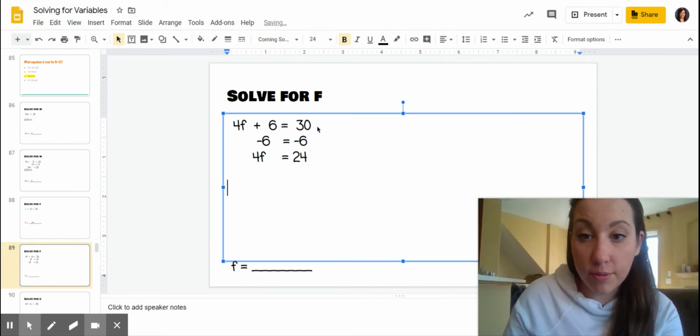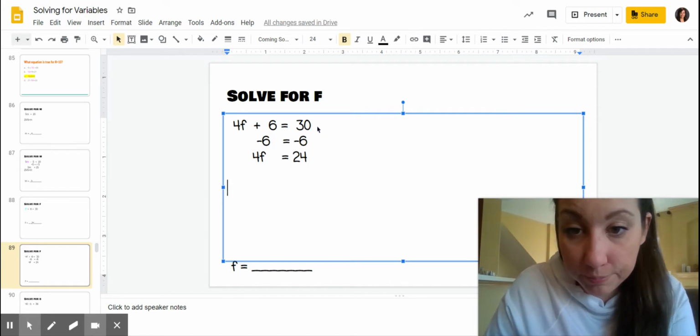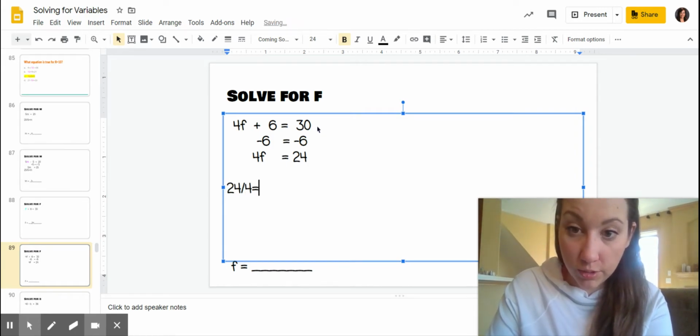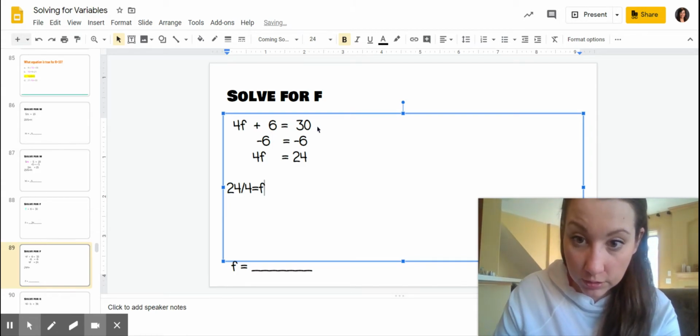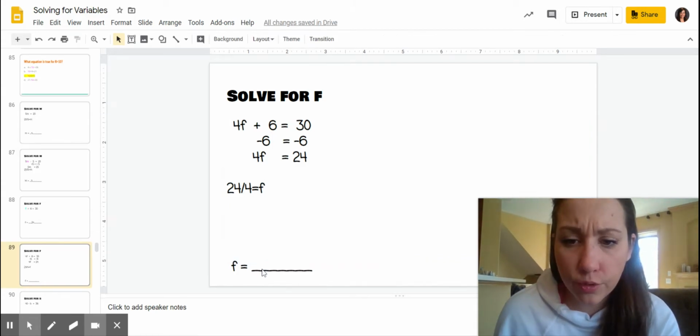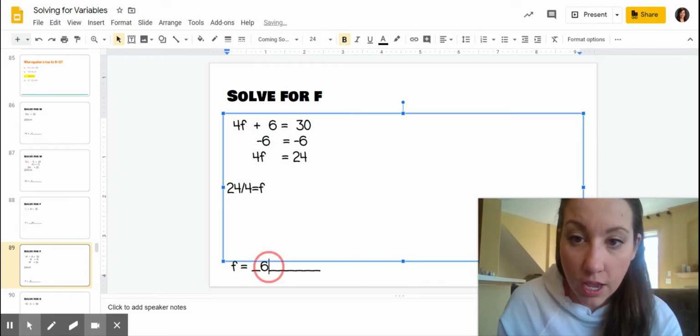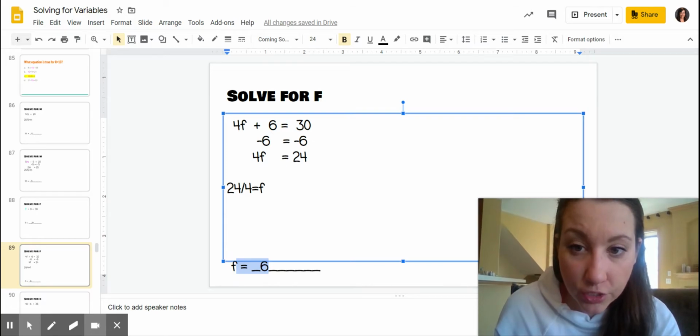If I know the fact family, I know that 24 divided by 4 will give me f. I know that f is equal to 6. Put it back in the equation to make sure it makes sense.